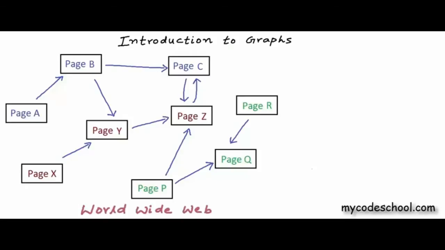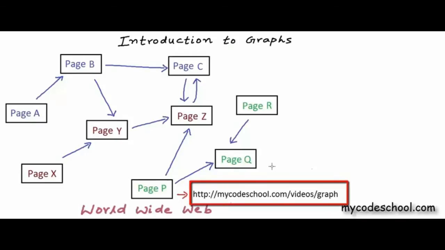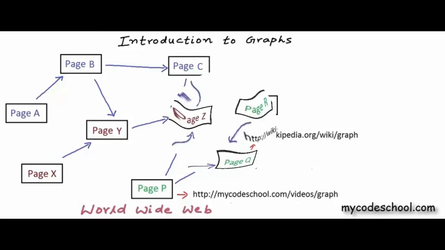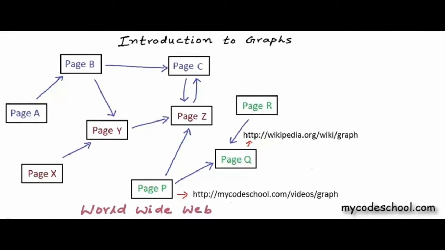Let's assume that in this example graph, page P is my mycodeschool tutorial on graph with this address or URL mycodeschool.com/videos/graph. And let's say page Q is the Wikipedia article on graph with this URL wikipedia.org/wiki/graph. Now on my page, that is page P, I have put a link to Wikipedia. You can click on this link and go to page Q.